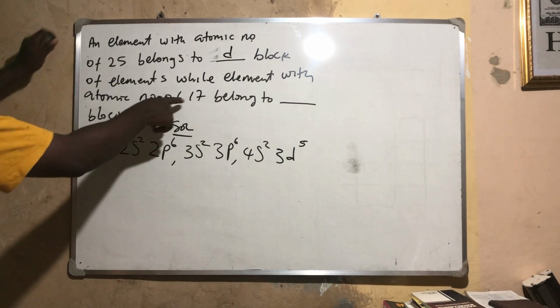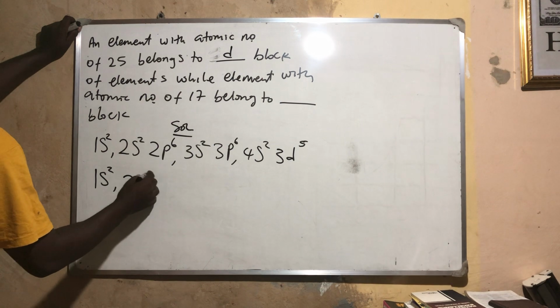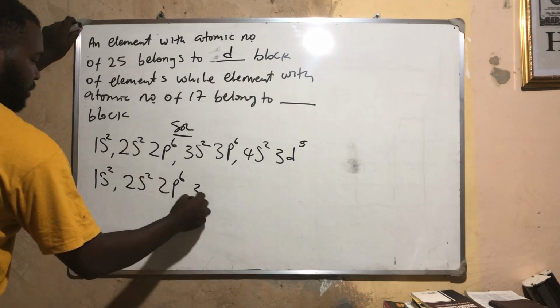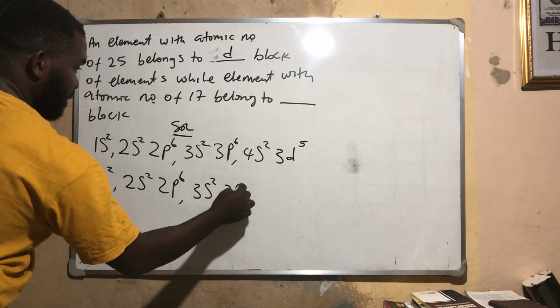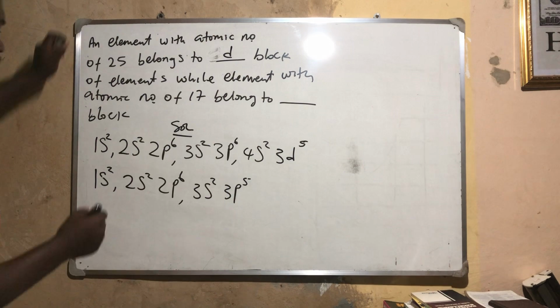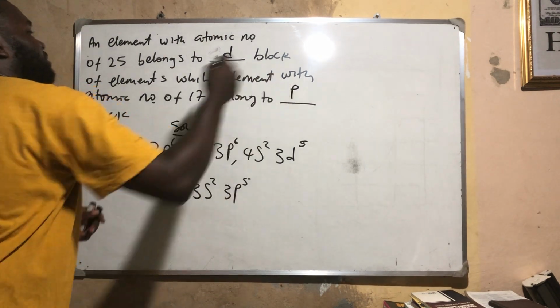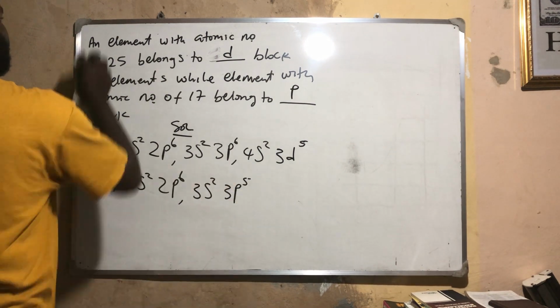Okay, so let's check the next one. 17 is 1s2, 2s2, 2p6. Here is 10, so I have 3s2, 12. So I have 3p5, to make it 17. So this one belongs to the P block element. See, very simple.